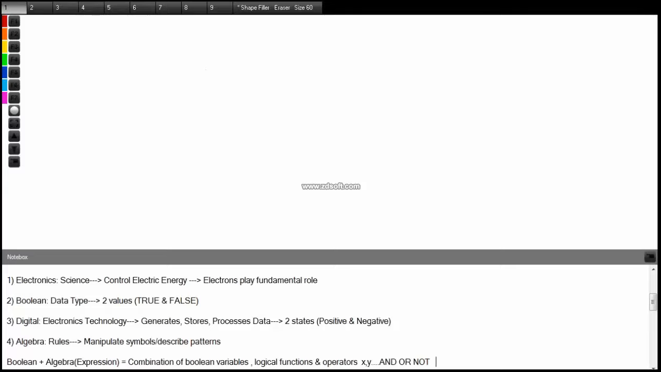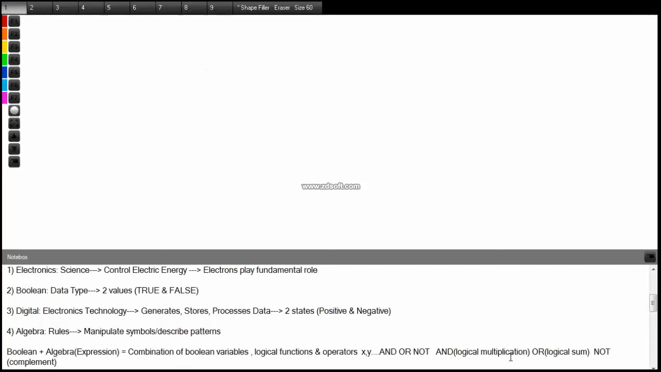Okay, so what can we say? And is our logical multiplication. Or is logical sum and not is the complement. Okay, so I think by now you are very much clear what we are going to study in our whole session. Our main focus is on Boolean algebra.